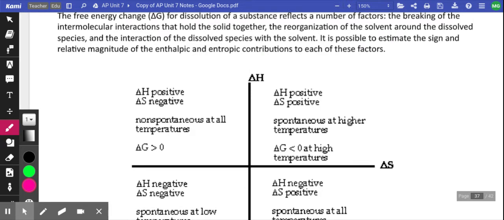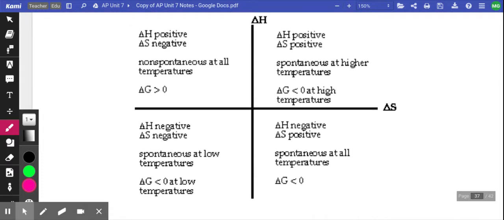The breaking of those intermolecular attractions that hold a solid salt together, the reorganization of the solvent around the dissolved species, usually water, breaking those hydrogen bonding forces of attraction between water so they can surround the solvent, and the interaction of the dissolved species with the solvent. Generally, we're talking about an ion dipole force of attraction there. It is possible to estimate the sign and relative magnitude of the enthalpy and entropy in each of those situations, and that can really give us a good hint as to whether the system is going to be considered thermodynamically favorable or thermodynamically unfavorable. So we're going to be talking about this chart a lot more in Unit 9.